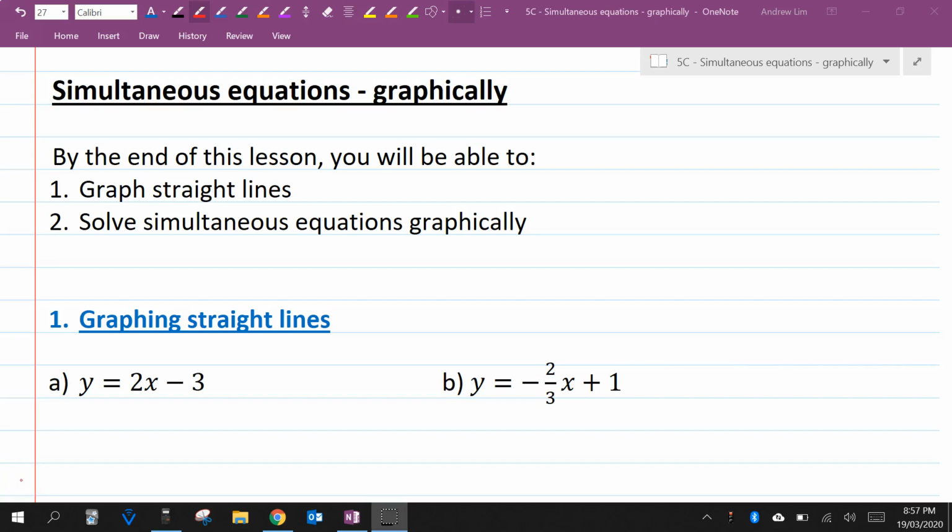Okay, so in this video, we're going to be looking at how to solve simultaneous equations graphically. By the end of this lesson, you'll be able to do these two things: graph straight lines and therefore solve simultaneous equations graphically. So let's have a look at the first one, graphing straight lines.